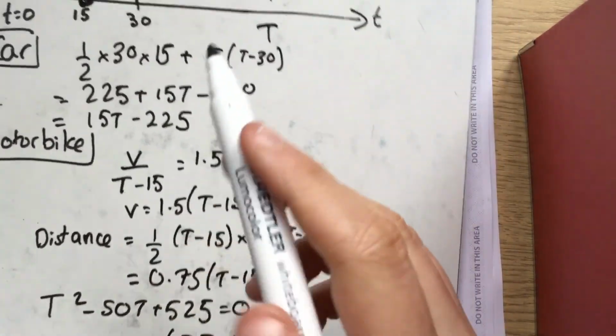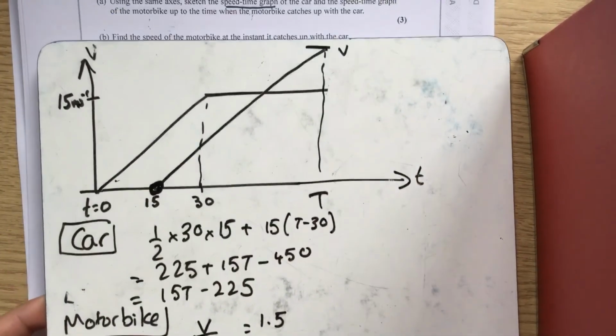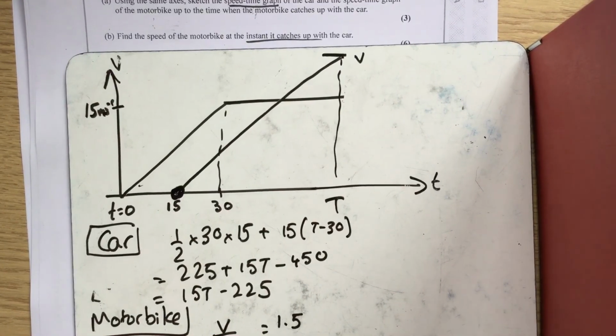Key thing there is that for the collision to happen, or for them to be at the same point, the distance, the areas under the graph, must be the same. Other than that, the main mistakes were when we didn't get the graph right.